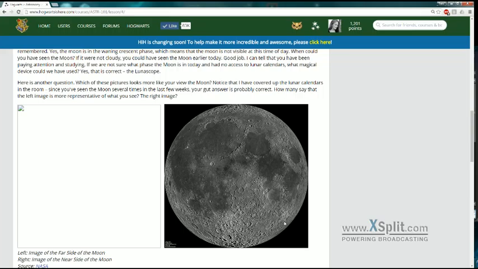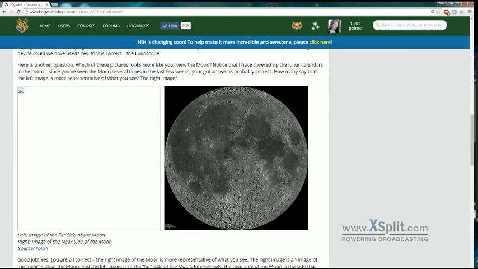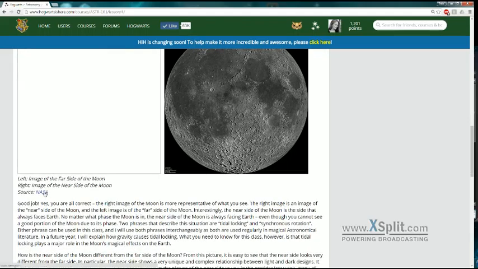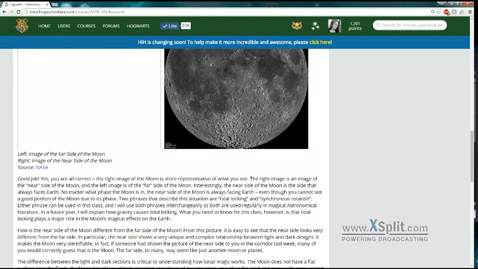How many say that the left image is more representative of what you see? The right image? The left image, according to this, is the image of the far side of the moon, while the right, the only one that we can actually see at the moment, is the image of the near side of the moon. The source for that is NASA. Good job. Yes, you are all correct. The right image of the moon is more representative of what you see. The right image is an image of the near side of the moon, and the left image is of the far side of the moon.